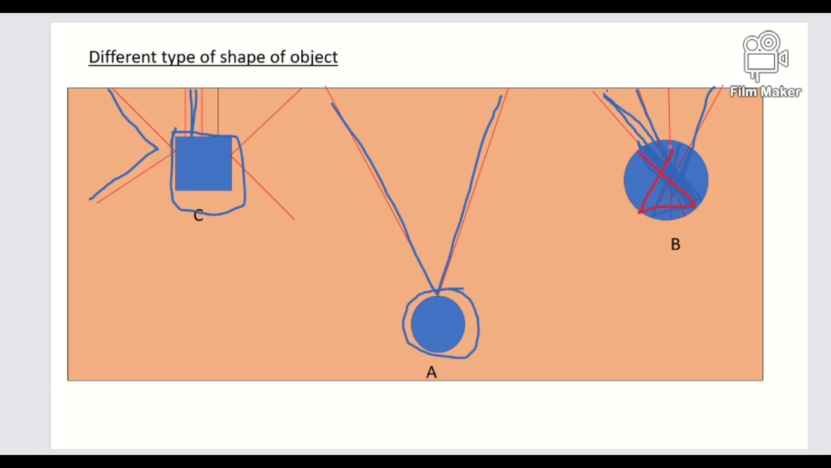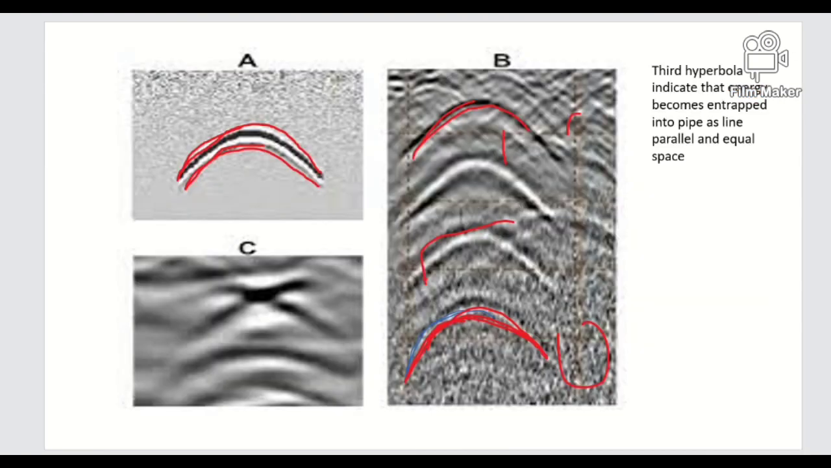It will give more than two hyperbolas. The first hyperbola is for the top of the object, the second hyperbola is the bottom of the object, and the third hyperbola may be the bottom of the object, a reflection, more than two reflections. And if there is an oil well, or vertical wall, or any drainage, it gives this type of response.